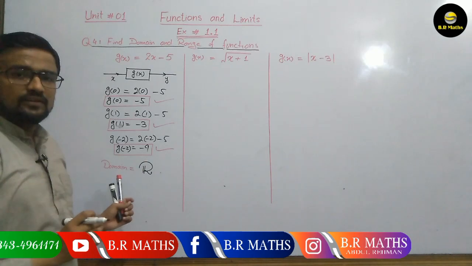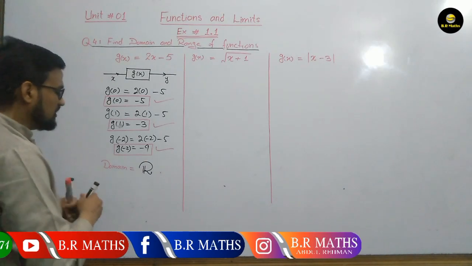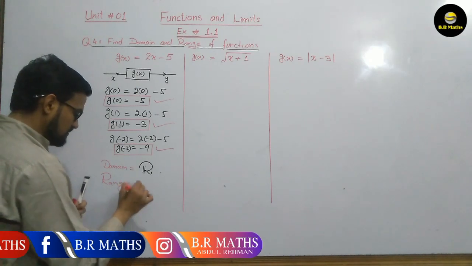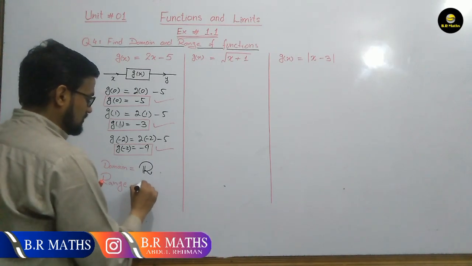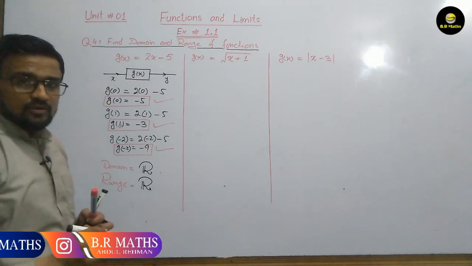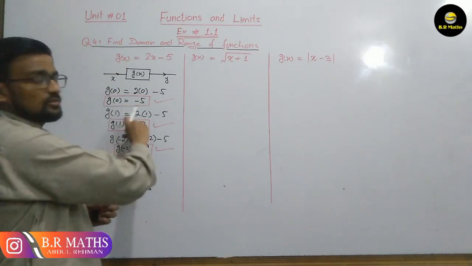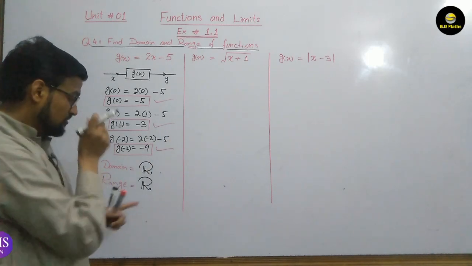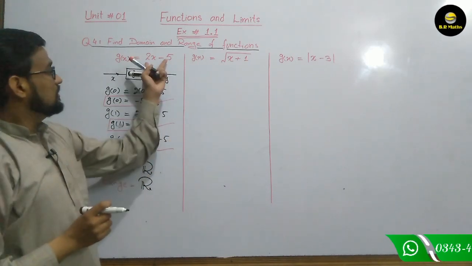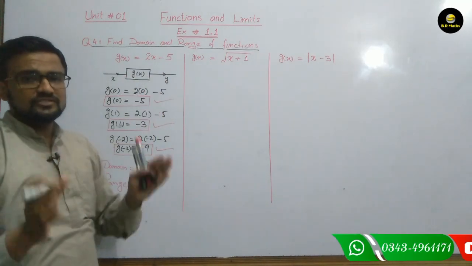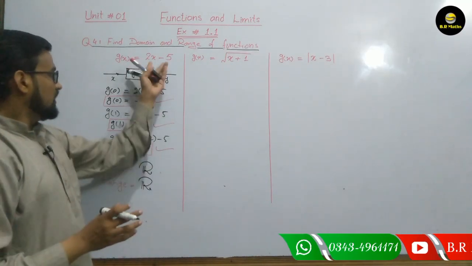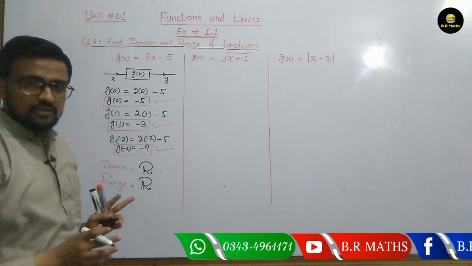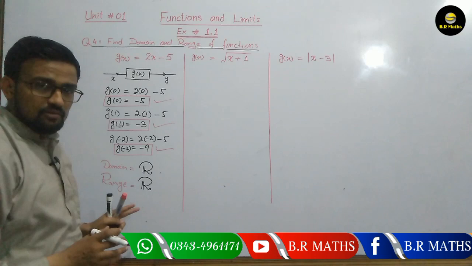Okay, the domain is all real numbers, and similarly the range is also all real values, because all x produce all y, different y. So this is a simple linear function, and understand, students, every linear function has a domain and range that are both the same, meaning real numbers.